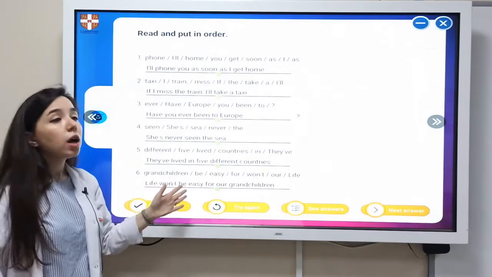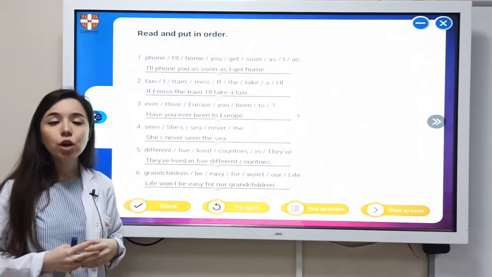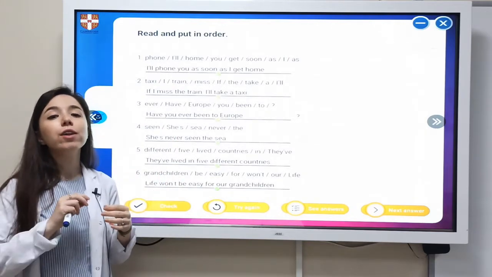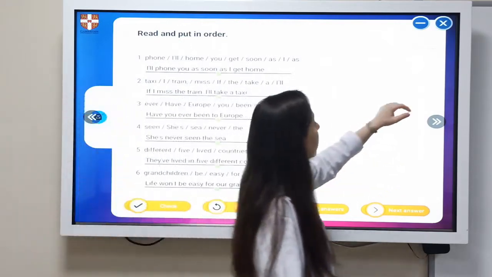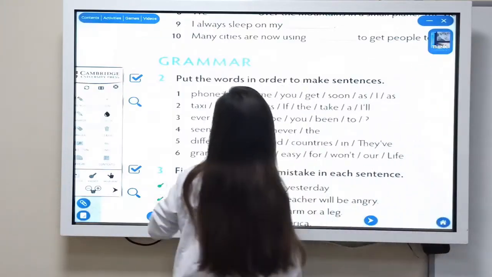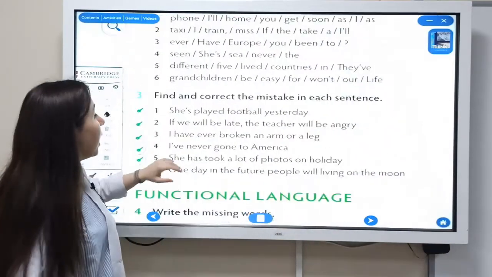So, you can write the answers here, or first you can write by yourself and then you can check the answers here. So, now we are going to do something else. This is the second part.